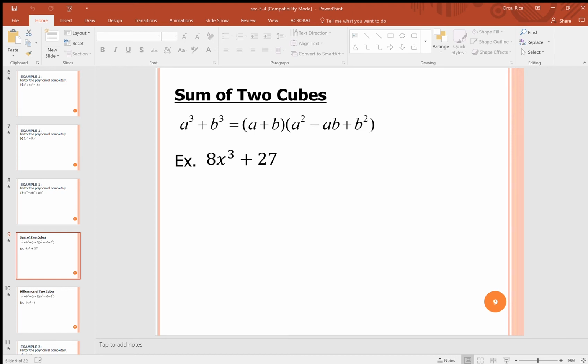Welcome back, class. Today I am going to show you how to factor the sum of two cubes and the difference of two cubes. Let's get started.